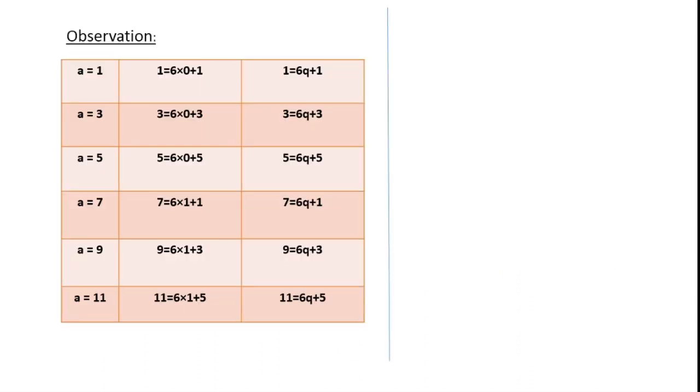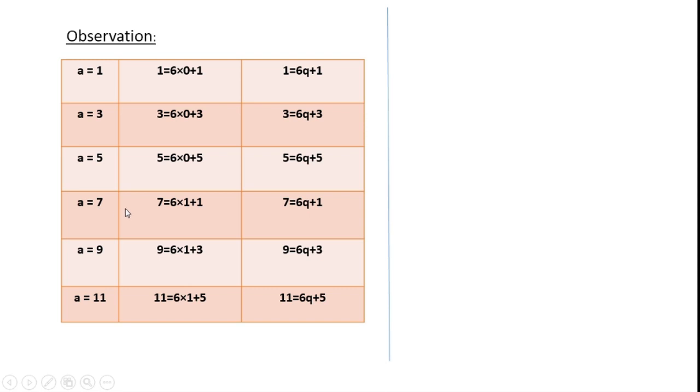From all these, we can write the observation in the format a equals bq plus r. That is, if a equal 1, then 1 equals 6 into 0 plus 1. This is dividend equals divisor into quotient plus remainder. This we can write as 1 equals 6q plus 1, where q is the quotient. See here, a equal 3. 3 equals 6 into 0 plus 3, so 3 equals 6q plus 3. a equal 5. 5 equals 6 into 0 plus 5, so 5 equals 6q plus 5.